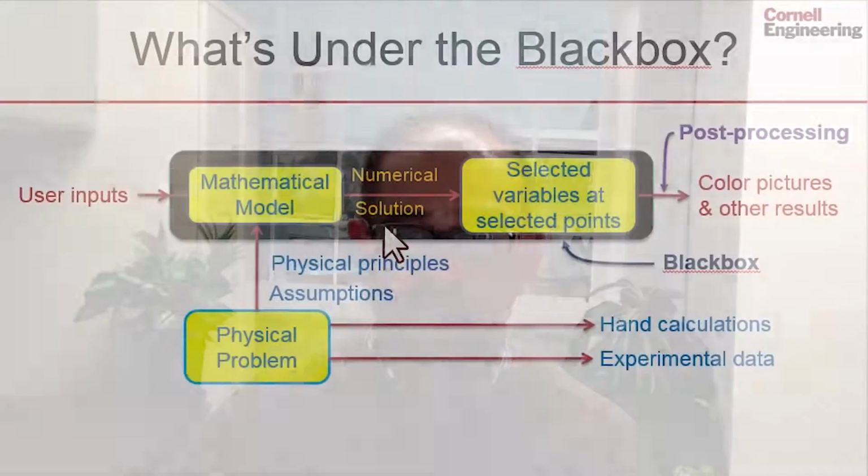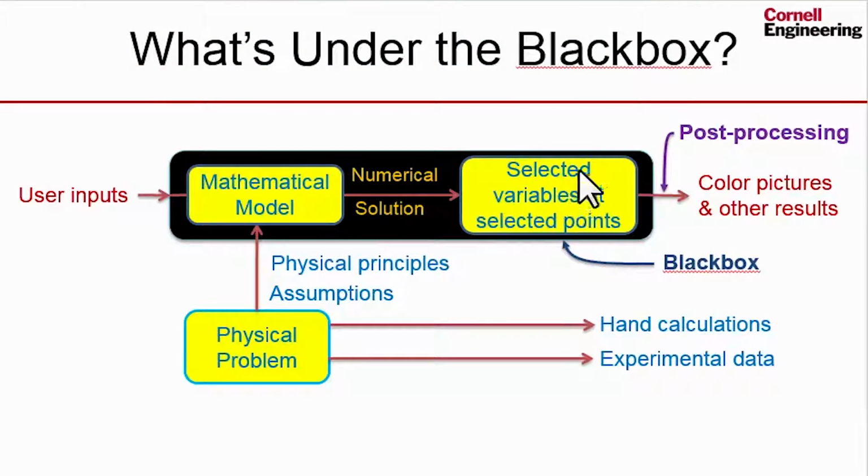We now have a numerical solution to our mathematical model. So let's move on to post-processing. If I go back to the framework that I introduced earlier, what we have now from the numerical solution are selected variables at selected points. In particular, we have two components of velocity and pressure at the cell centers.